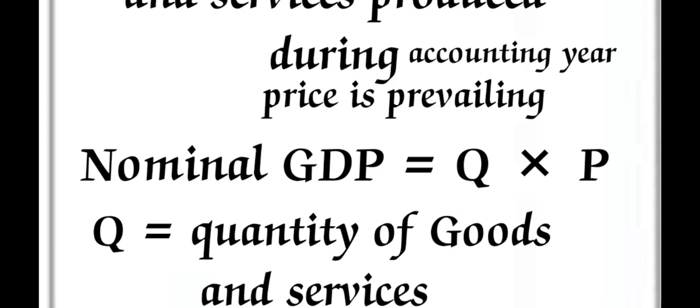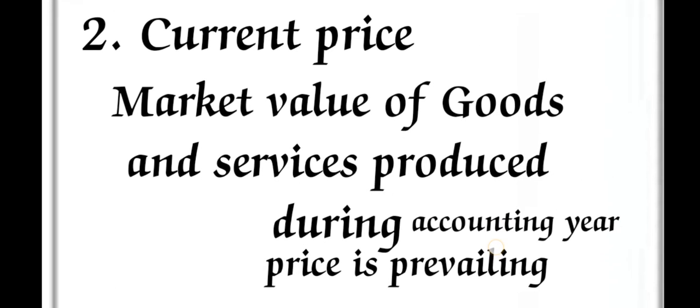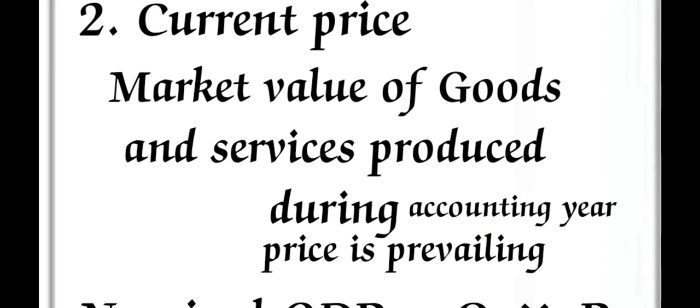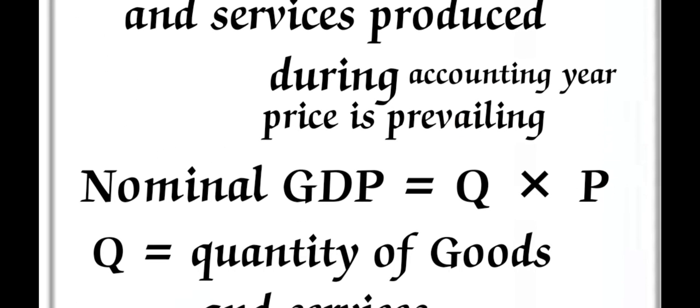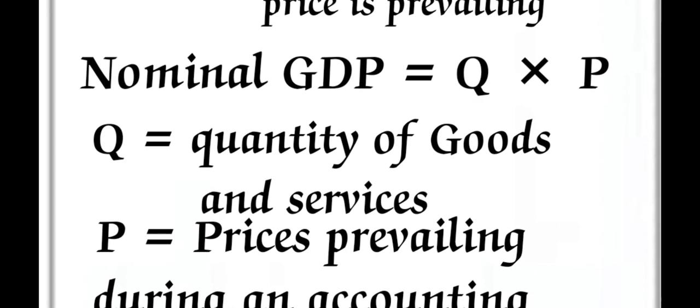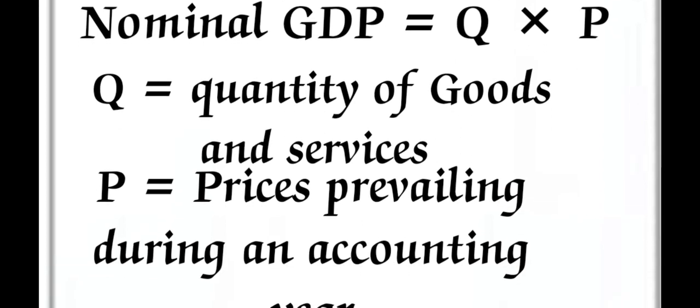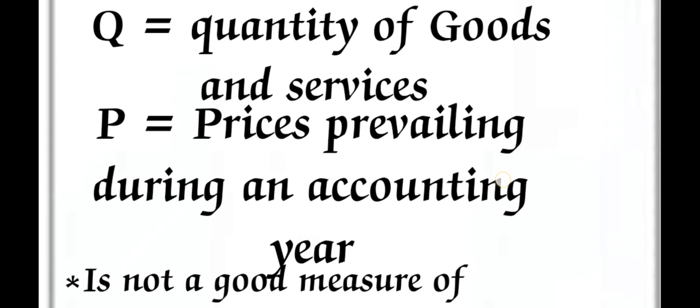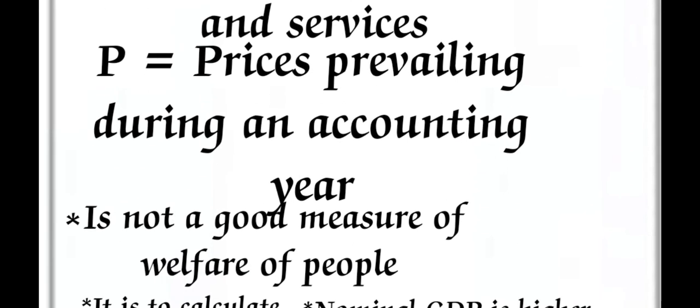What is the importance of current prices? Whenever we estimate the GDP by using current prices, we get the nominal GDP. Nominal GDP is equal to Q into P. Here Q is the quantity of goods, the sum of goods and services. P means the prices prevailing during the accounting year, meaning the present price of a particular good. Accounting year, as I already said, is the financial year, which starts from April 1st to 31st March.